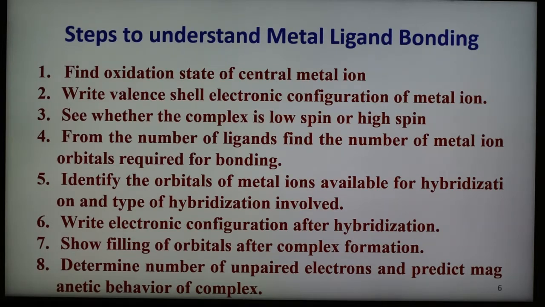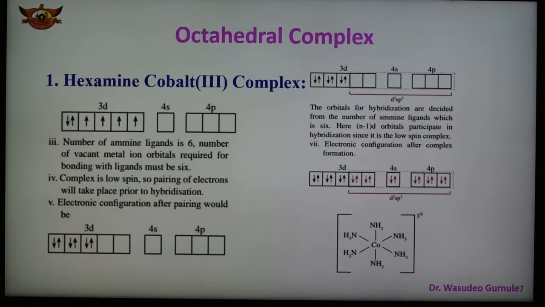So complexes are generally paramagnetic, or complexes may be diamagnetic. So these are the different steps to understand the metal ligand bonding in the complex. Now we are taking some examples of 3 types of geometry. One is octahedral geometry, second is tetrahedral, and then square planar geometry.